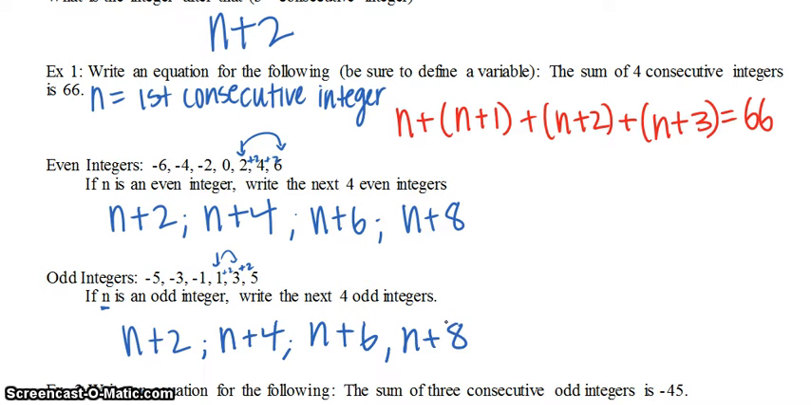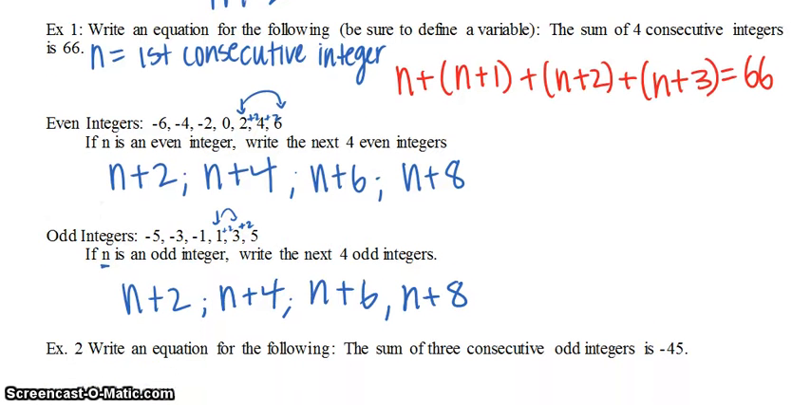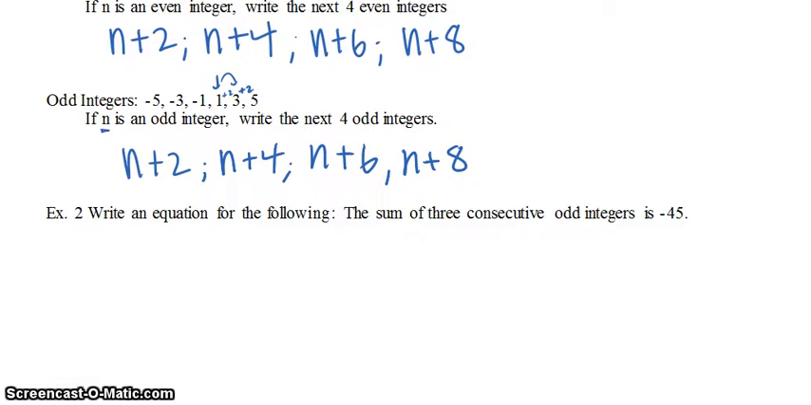So by looking at this, you can't tell the difference between the two, but again, odd numbers are all 2 away. Even numbers are all 2 away, so that's why you have the n plus 2, n plus 4, n plus 6, n plus 8. And we said n is an odd number in this case, and n is an even number in this case. So good either way, so don't get confused with that.